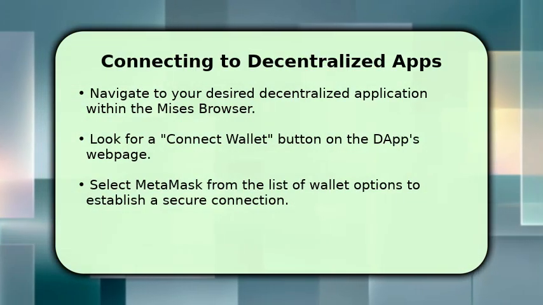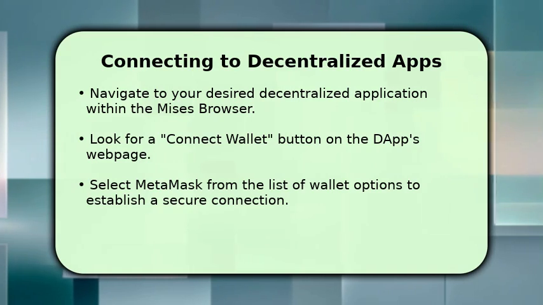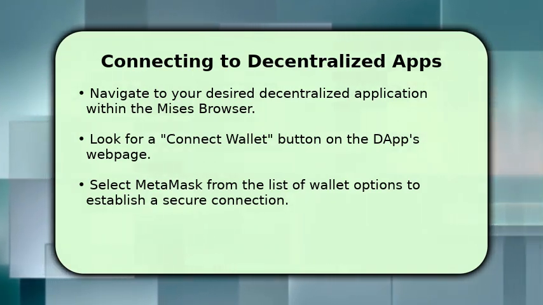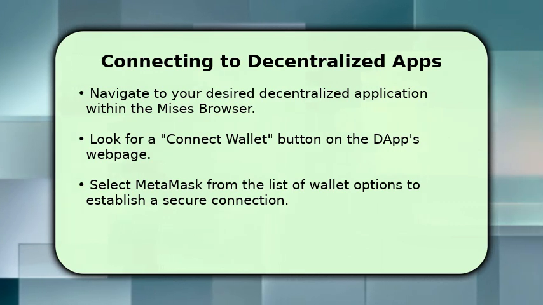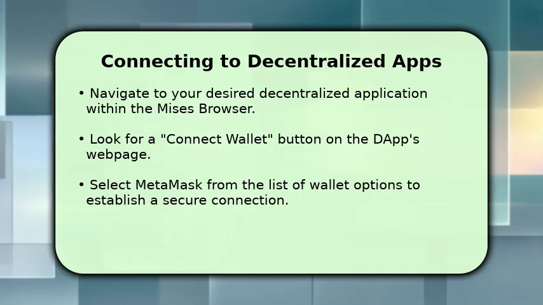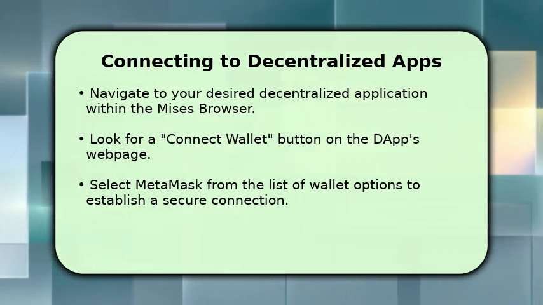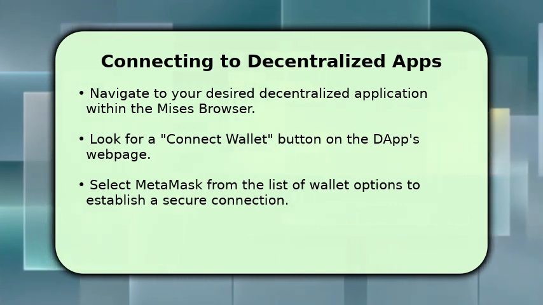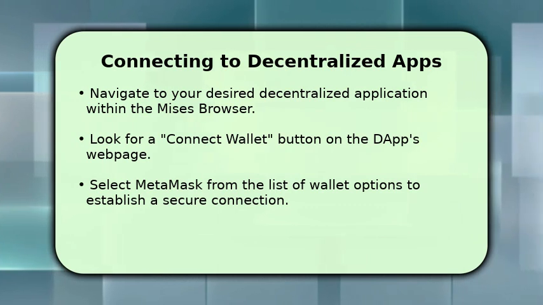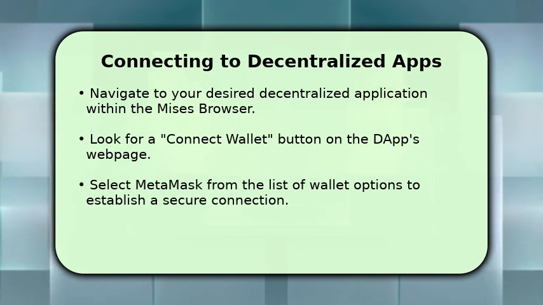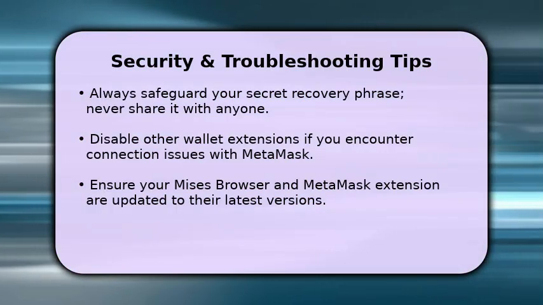With your MetaMask wallet set up in Mises, you're ready to explore decentralized applications, or dApps. Simply type the dApp's address into the Mises browser's search bar and navigate to the site. Once on the dApp, look for a Connect Wallet button, typically found in the top right corner. Tap this button, and when prompted, select MetaMask from the available wallet choices to securely link your wallet to the application. For a smooth and secure experience, always prioritize your wallet's safety.